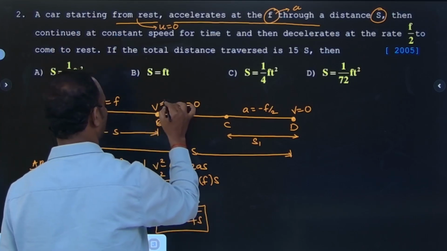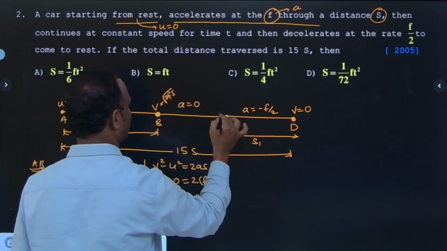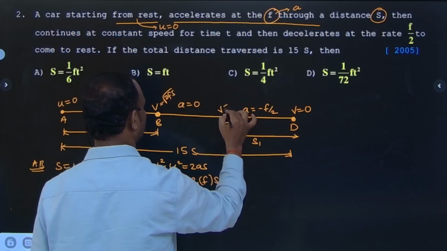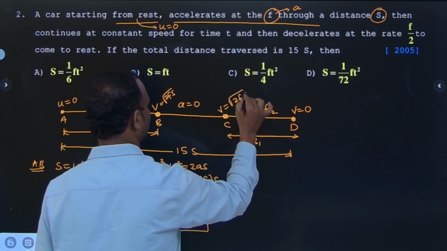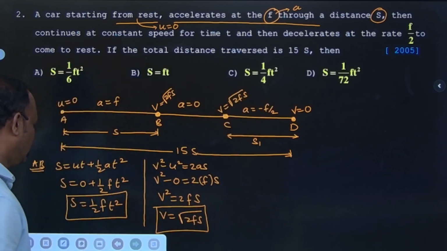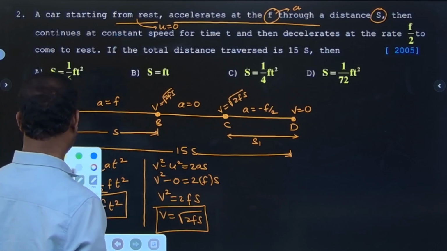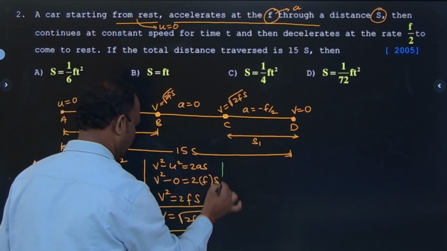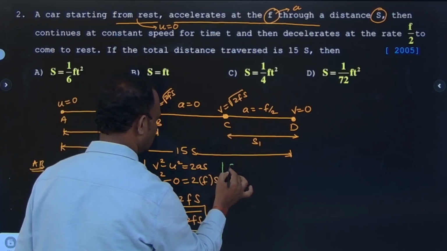This is under root of 2fs. Constant velocity, here also v is equal to under root of 2fs. Okay, so next we are moving to this. Next one is what? For this part, which is this CD.